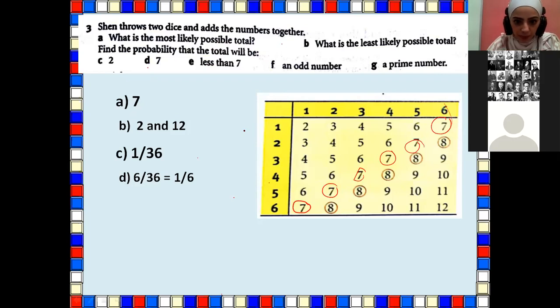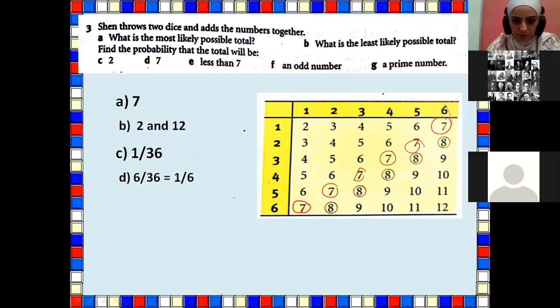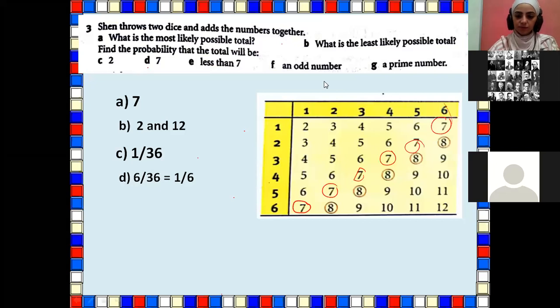Habib. Yes, teacher. Hi, Habib, yalla. An odd number. No, part E. Less than 7. 15 over 36.